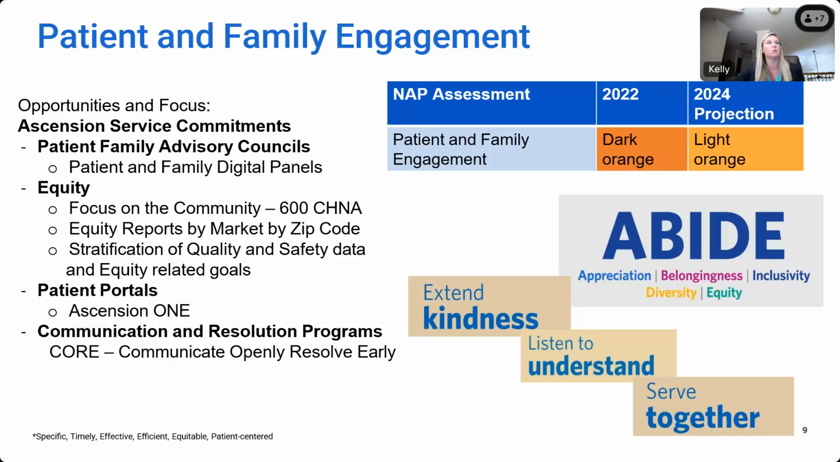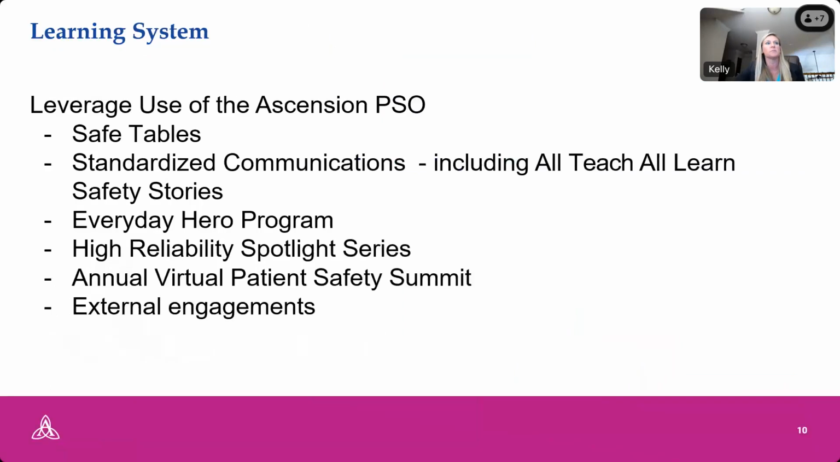On the next slide, I will quickly talk about our learning systems and some of the things that we are doing there. We are leveraging use of the Ascension Health Patient Safety Organization pretty significantly. We have monthly safe table conversations across the organization where we're sharing in detail root cause analyses on safety events that have occurred.